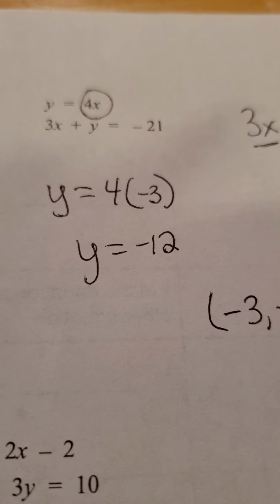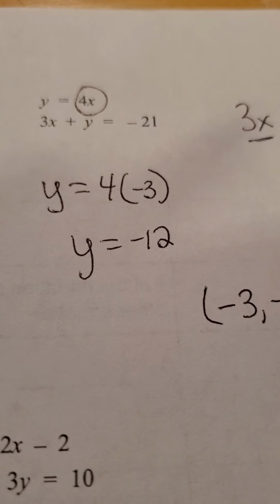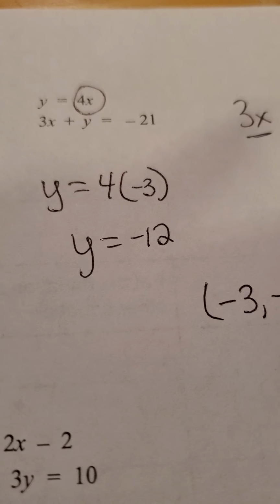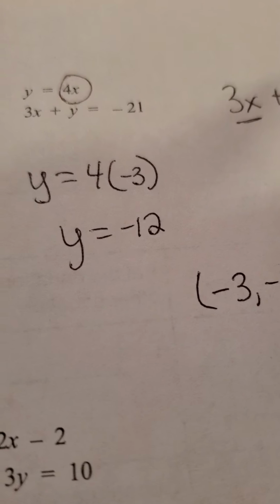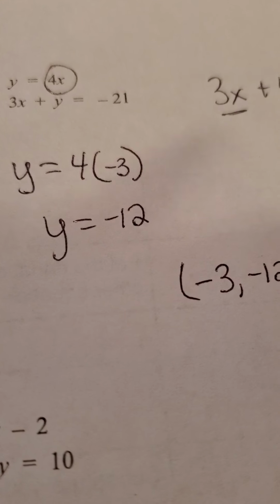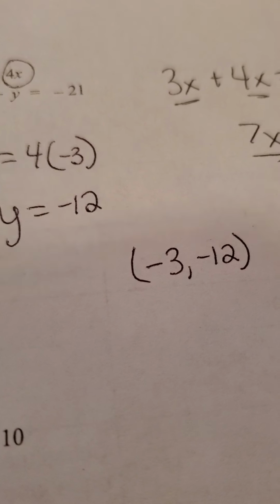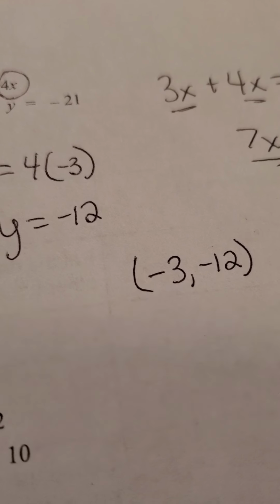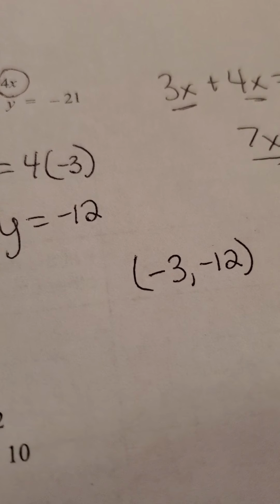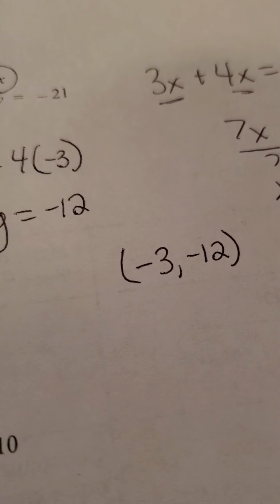Negative 12 equals 4 times negative 3. Check. That works. 3 times a negative 3 is a negative 9. Negative 9 plus a negative 12 is a negative 21. So that one checks out too. So here's our solution, or here's the answer that solves that system of equations. Those two equations, negative 3, negative 12, makes that true.